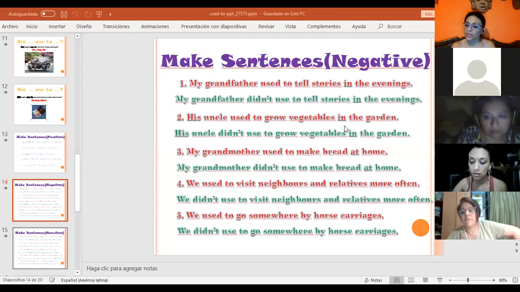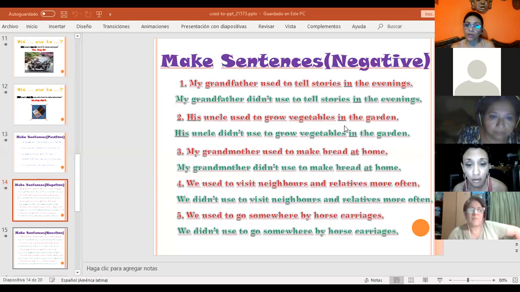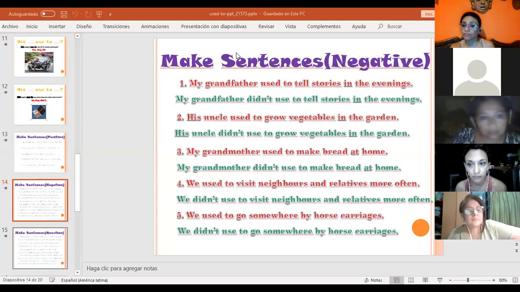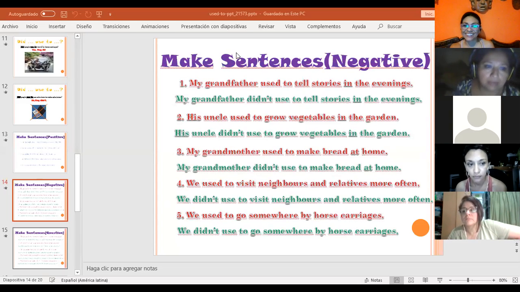All right, guys, welcome back. So we're going to check it together so we can finish up, but I just want to make sure that you have it. This is what it should look like. Can you see the answers? Yes. Number one, Jennifer Acosta, can you read the negative sentence? My grandfather didn't used to tell stories in the evening.